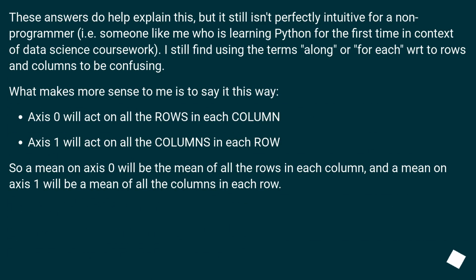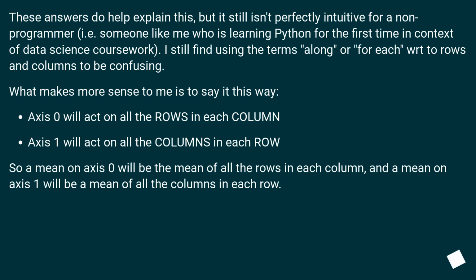These answers do help explain this, but it still isn't perfectly intuitive for a non-programmer, i.e. someone like me who is learning Python for the first time in context of data science coursework. I still find using the terms along or for each WRT to rows and columns to be confusing. What makes more sense to me is to say it this way. Axis 0 will act on all the rows in each column. Axis 1 will act on all the columns in each row.